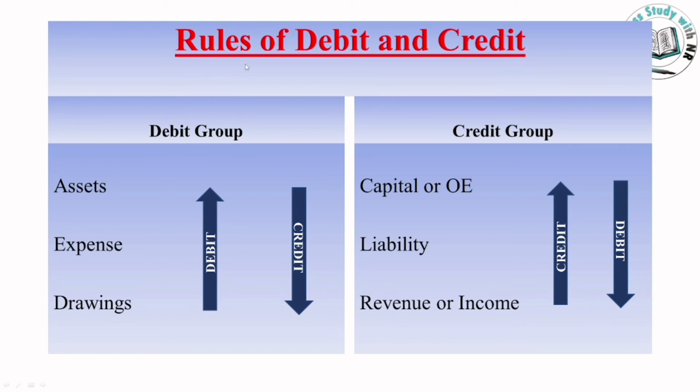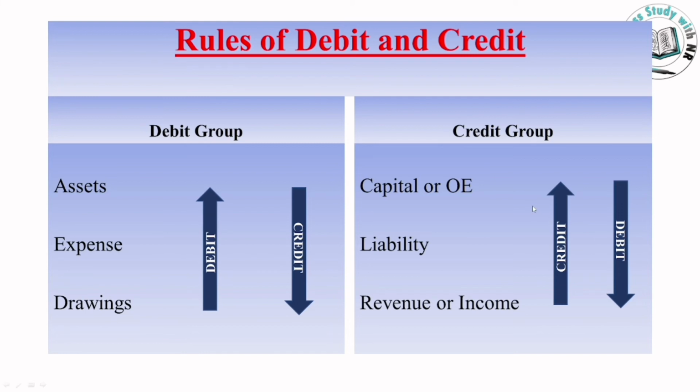So what are the rules of debit and credit? Whenever assets, expenses and drawings increase, they should be debited. Whenever assets, expenses and drawings decrease, they should be credited. In the same way, in the credit group, whenever capital, liabilities and revenue increase, they should be credited, and whenever they decrease, they should be debited.